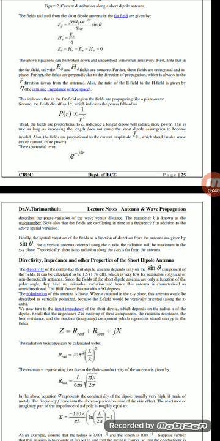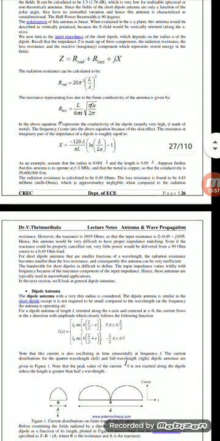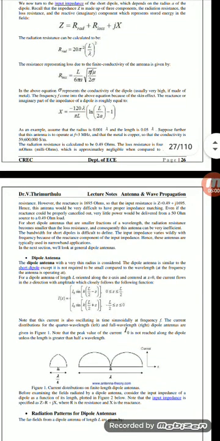R rad equals 2 pi squared eta times (L by lambda) squared, where L by lambda is the length relative to the wavelength. R loss equals L by 6 pi a times the square root of pi f mu by sigma. So these are the final equations of the short dipole antenna. The reactance X equals minus 120 lambda by (pi L) times (ln(L by 2a) minus 1). Next, go for dipole antennas.